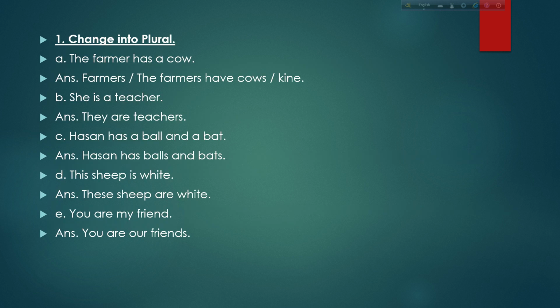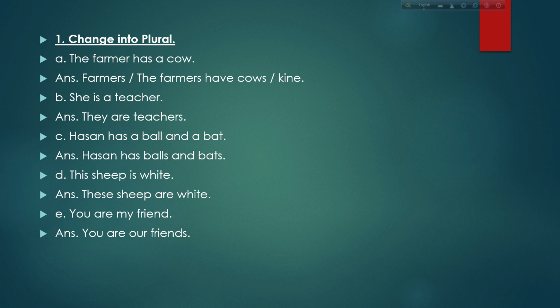So here are some examples, change into plural. You know, some of the items you have already got in your quiz. There will be one question and there will be 4 alternatives. You should choose the correct answer. The farmer has a cow. So plural: the farmers have cows or kine.